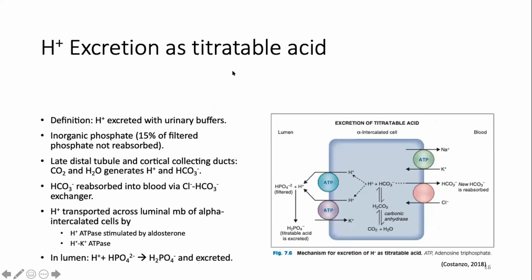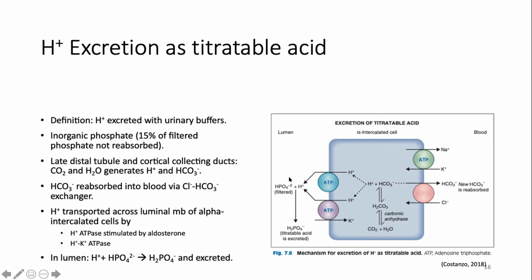Okay. And the next function of the kidney is to excrete the H+, either as a titratable acid or as the ammonium. So what does it mean by H+ excretion as titratable acid? Meaning that this H+ will be excreted with the urinary buffers. What are the urinary buffers? Okay, one of it is actually the inorganic phosphate.